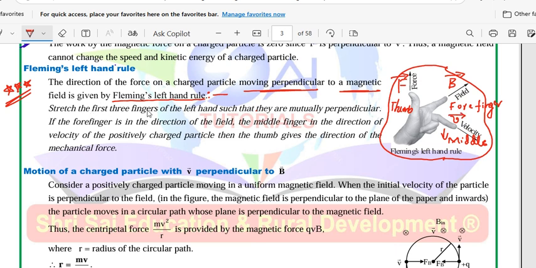Now, stretch the first three fingers of the left hand such that they are mutually perpendicular to each other. If the forefinger is in the direction of the magnetic field B bar, and the middle finger is in the direction of the velocity of the positively charged particle, then the thumb gives the direction of the magnetic force.